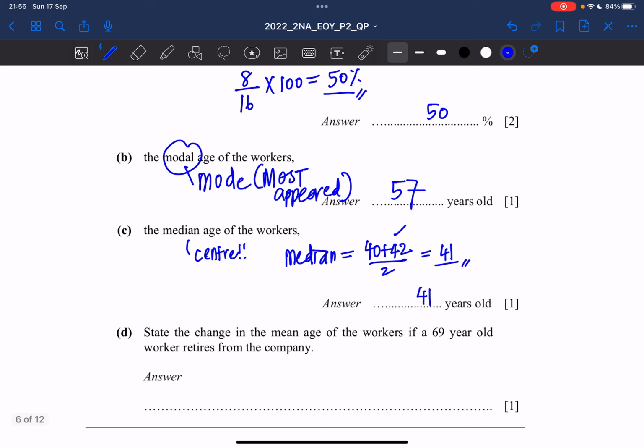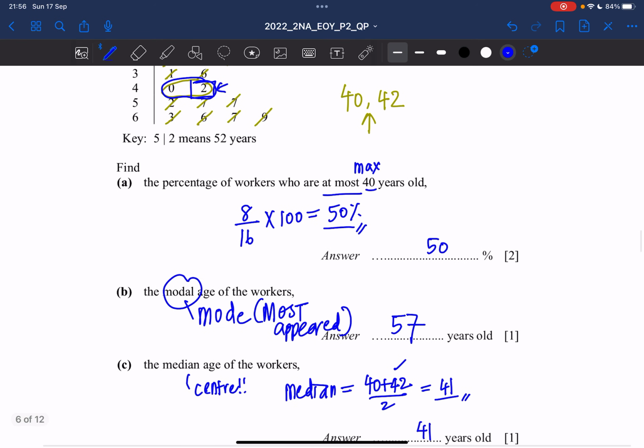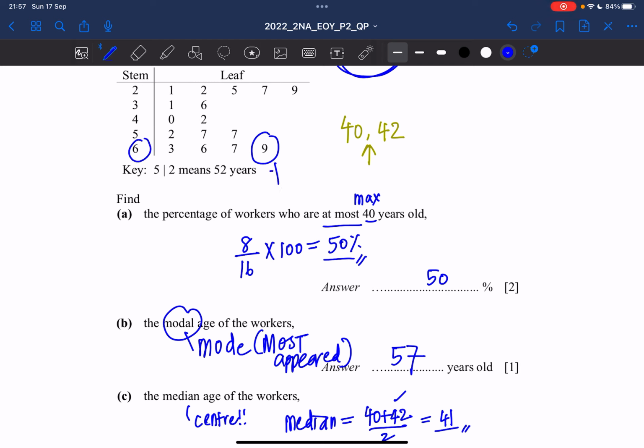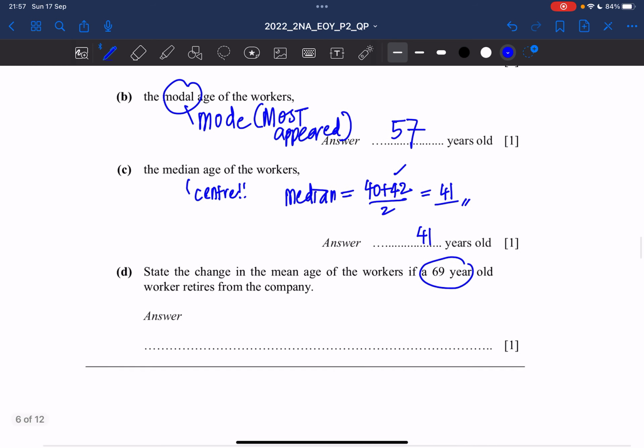Now, state the change in the mean age of the workers if a 69 years old worker leaves. So this 69 years old worker, he's actually the oldest in the company. So this is him. If we take him out, the mean will decrease because the number now is smaller. So we can just put the mean age will decrease.